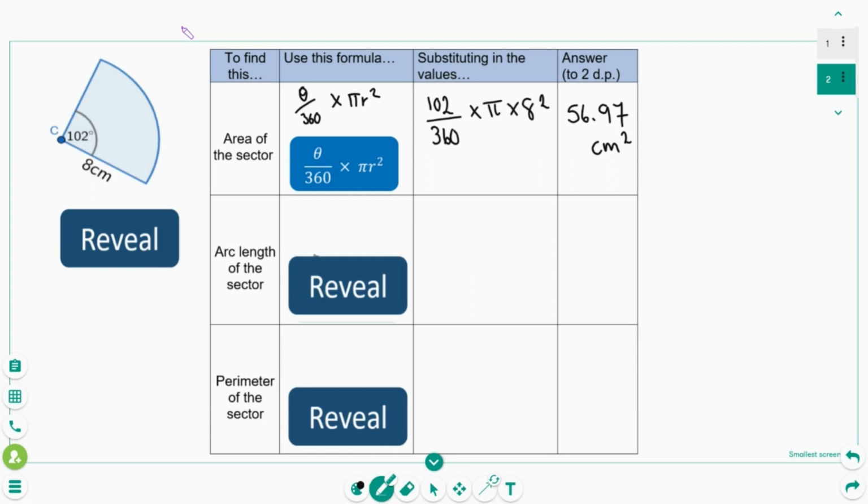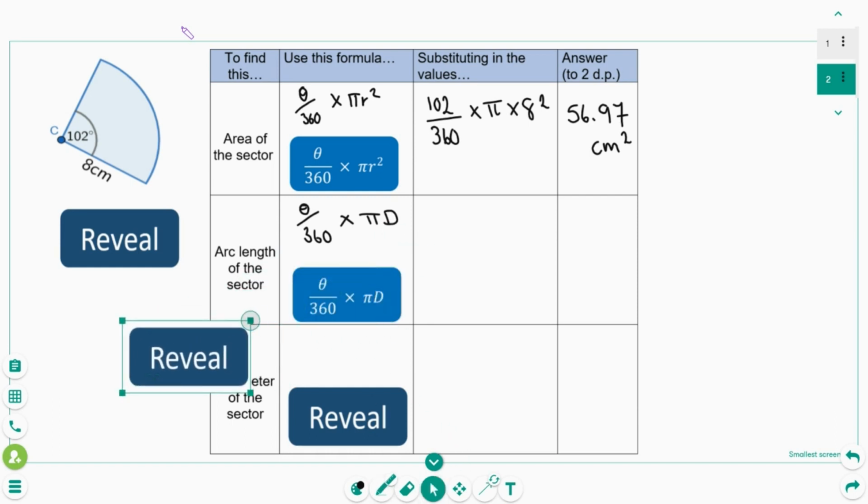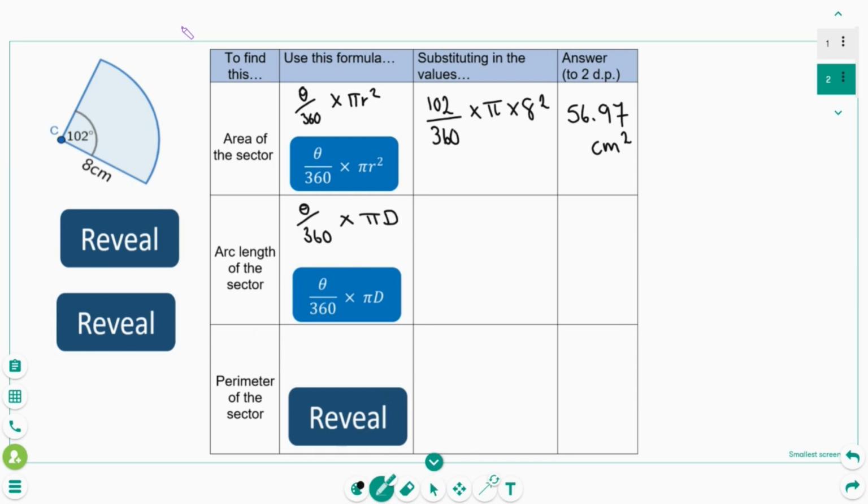Okay, let's try the arc length. Can you remember the formula here? Not too sure. Could I have a hint? Okay. Which parts of it can you remember? Theta over 360. Okay, and if you remember that the arc length is part of the circumference, times, what's the formula for the circumference? Diameter times pi. Yes. Well done. Let's just check that we've got the right one. Perfect.